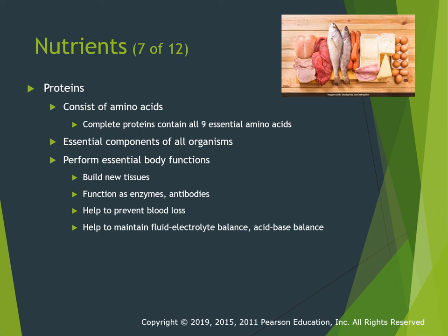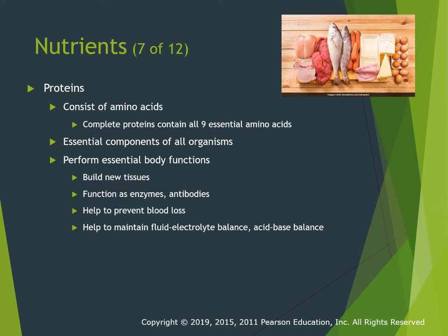So what are proteins? These are naturally occurring substances that consist of amino acids. They are essential components of all living organisms and vary from the other macronutrients in that they contain nitrogen, which fats and carbohydrates do not. Proteins are classified as essential or non-essential. As with the fatty acids, essential amino acids are those that the body cannot supply, so we have to eat food to get these.